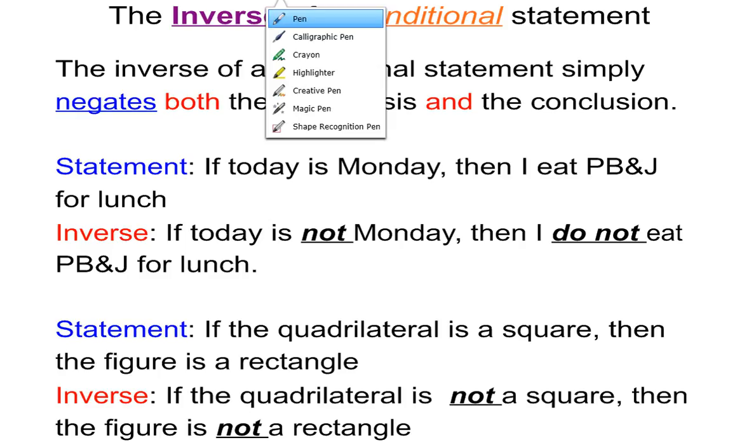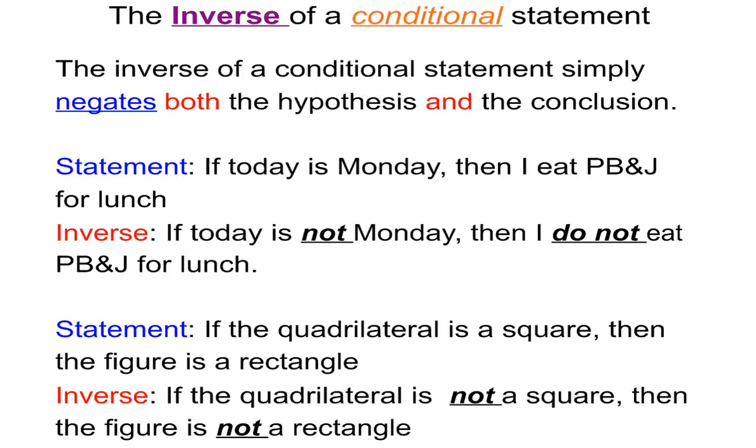Well, let's think about this for a moment. Did it say that I only eat PB&J on Monday? No, it just says if it's Monday, I eat PB&J. But maybe I eat PB&J every day of the week, Tuesday through Friday as well. So just because today is not Monday, that does not mean I don't eat PB&J for lunch. So the inverse is false.